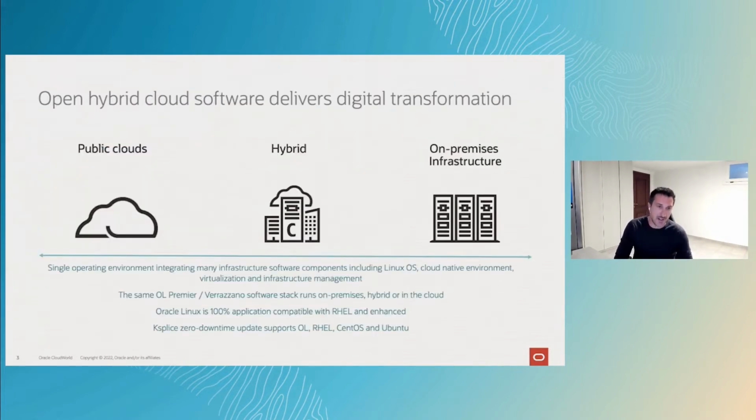So let's start from the concept. At Oracle, we have the concept of open hybrid cloud software. With open hybrid cloud software, we mean an operating environment, not just an operating system, able to run no matter where. Today with Oracle Linux, you can easily get the same operating system and the same ecosystem running on public cloud, on hybrid, meaning both on premises and on the cloud, as well as just on premises. The big advantage of leveraging Oracle Linux is that there's no real change between the Oracle Linux that you can run on the cloud and the one you can run on premises.